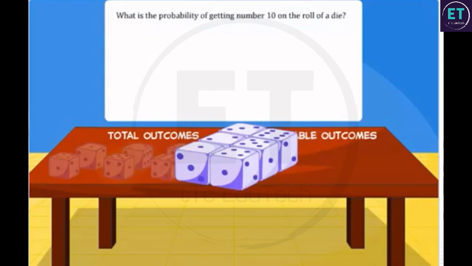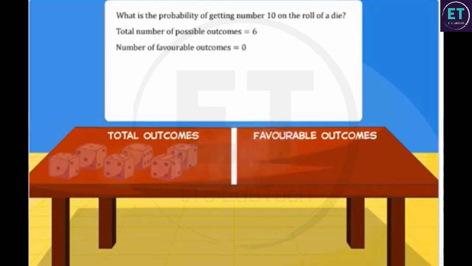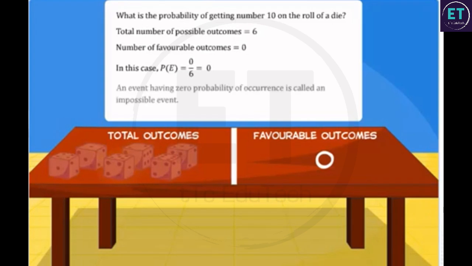Now, let us find the probability of getting the number 10 on the roll of a die. As you know by now, the total number of possible outcomes when you roll a die is 6. How many favorable outcomes are there on getting the number 10? Clearly, it is 0, since a die only has the numbers 1 to 6. So, the probability of getting a 10 on the roll of a die is 0. An event having 0 probability of occurrence is called an impossible event.